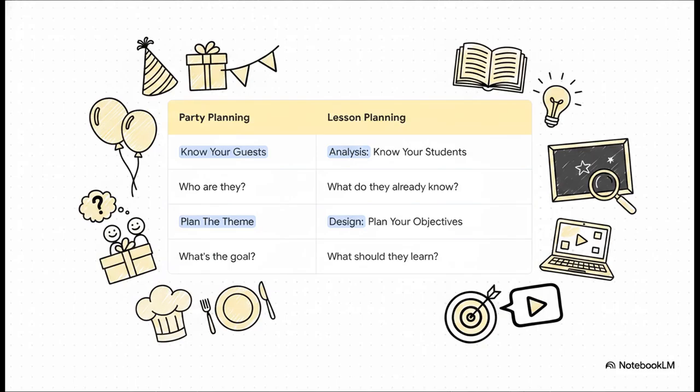Okay, now look how perfectly these 2 things line up. In the analysis phase, you've got to know your students. For a party, you'd want to know your guests, right? Who are they? What kind of music do they like? Same idea. For students, you ask, what do they already know? What are their needs? Then comes design. For the party, you pick a theme. You plan the food. For a lesson, you decide your learning objectives. What's the end goal here? And you pick the right media to make it happen.